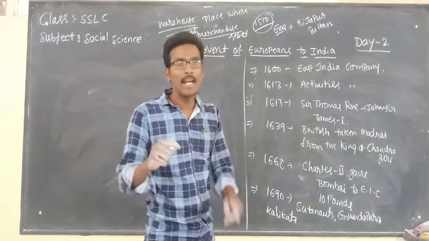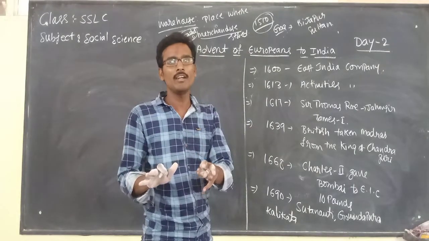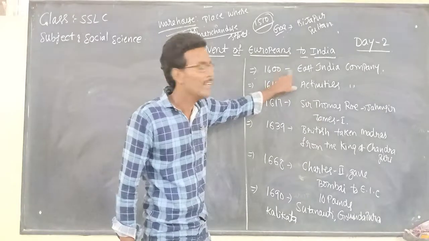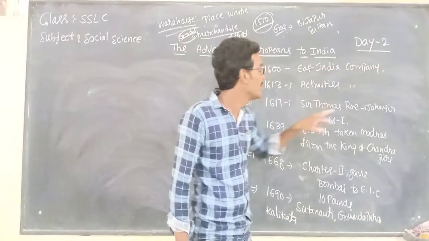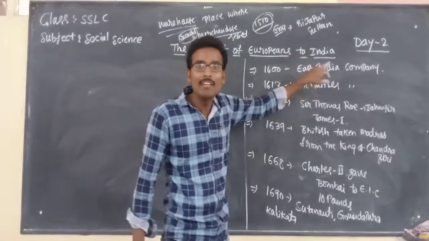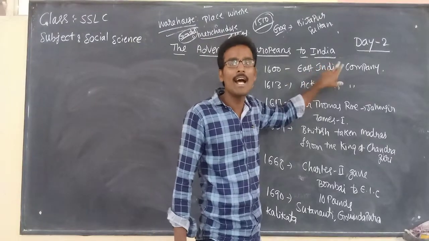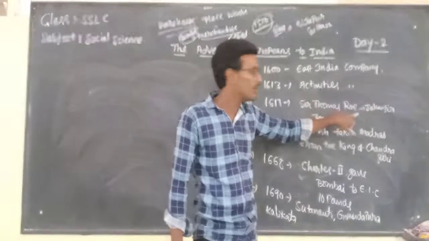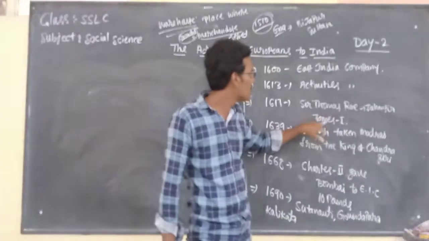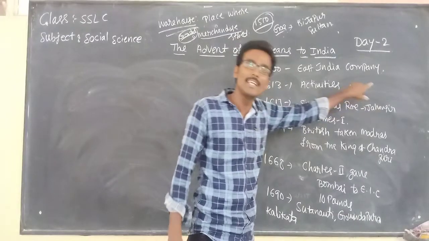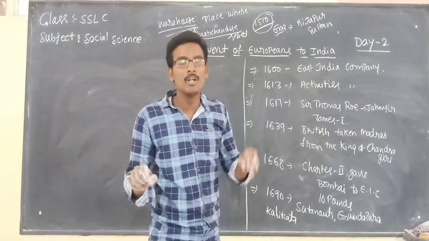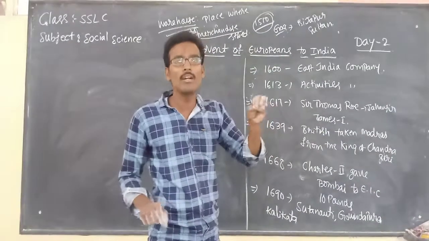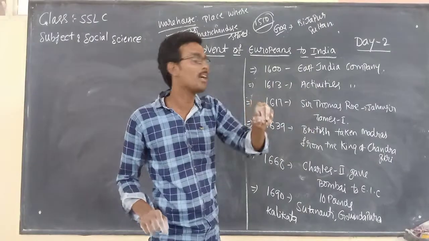Okay children, again I will recall the chronology regarding British ruling in India. 1600, East India Company established. 1613, activities of East India Company started in India. 1617, Sir Thomas Roe, a royal ambassador from the James court, visited Jahangir's court. For what purpose? To take permission from the Mughal emperor to trade with the remaining places of the Mughal dynasty.